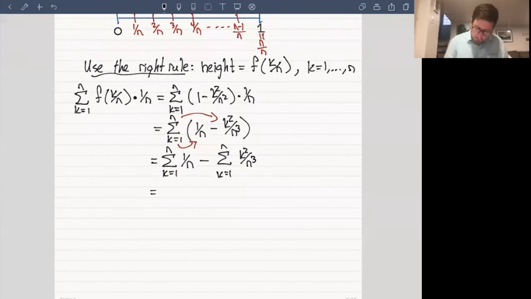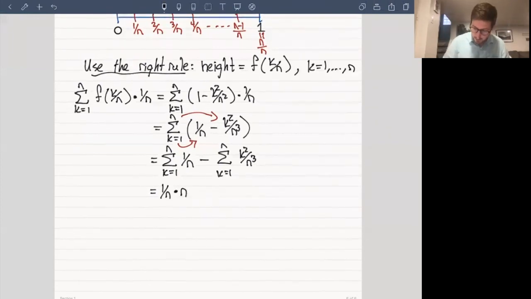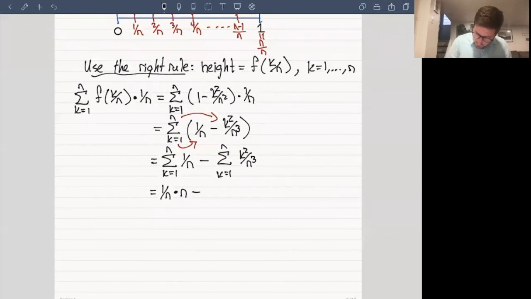Now, let's look at that first sum first. 1 over n is a constant. It's not changing for each term in the sum. k is what's changing. So again, be careful. I know there's a little bit of abstraction here, but you're essentially adding up 1 over n exactly n times. You're doing it for each value of k. So the sum here is going to be 1 over n times the number of times you added it, which is n. And similarly, since 1 over n cubed is a constant, let's pull it out from the second sum.